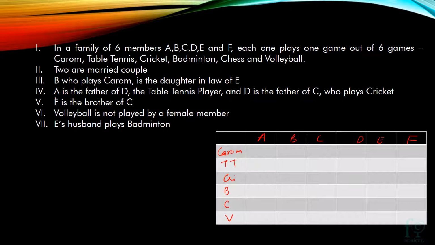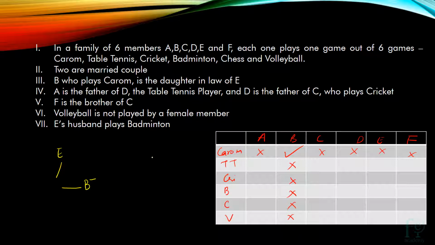Now let's start. 2 are married couple, so just remember it in your mind. B, who plays carom, so B is playing carom. You have to put crosses for all the other entries in both the row and the column of B. That is the key here. It is also given B is the daughter-in-law of E. So E is there and E's son will be there, and B is the wife of E's son, or the daughter-in-law of E. So that also you are completing here.